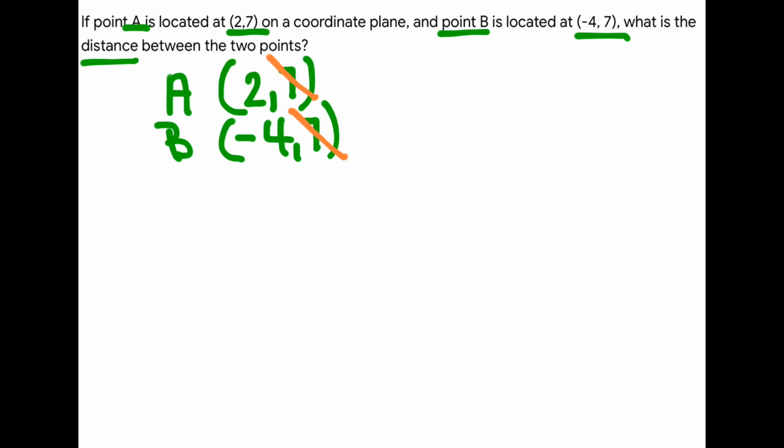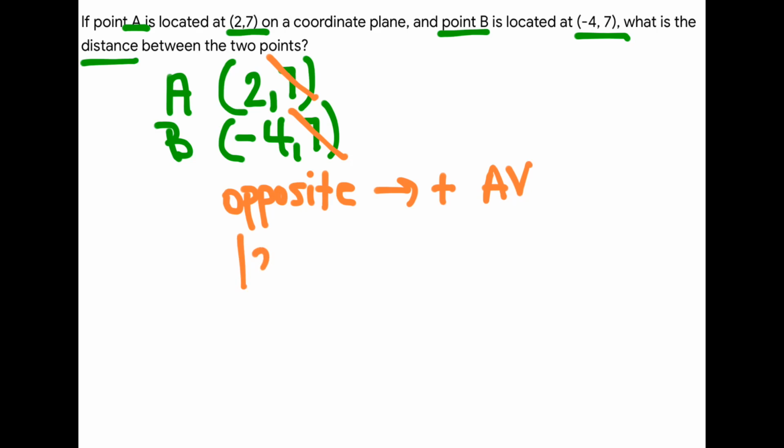We have a positive and a negative, so we have opposite signs. Opposites mean that we need to add absolute values. So we are taking the absolute value of 2 plus the absolute value of -4. And you can go ahead and solve that to find your distance.